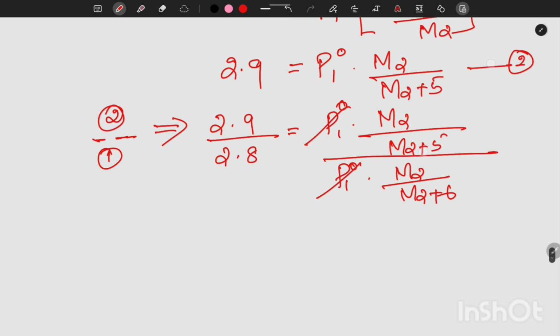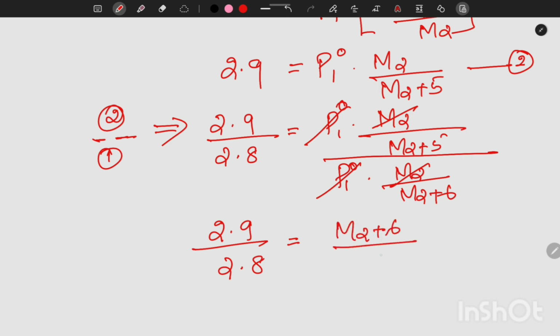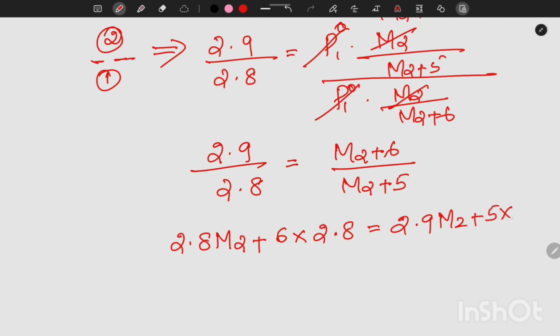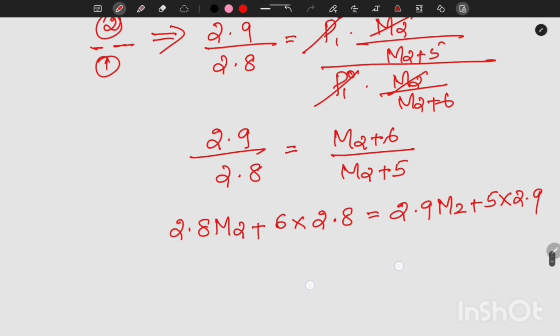P1⁰ cancelled. M2 and M2 also cancelled. So 2.9 by 2.8 is equal to 1 by M2 plus 5 divided by 1 by M2 plus 6. So M2 plus 6 will go to the numerator. M2 plus 6 by M2 plus 5. Now let us cross multiply. 2.8 (M2 plus 6) is equal to 2.9 (M2 plus 5).